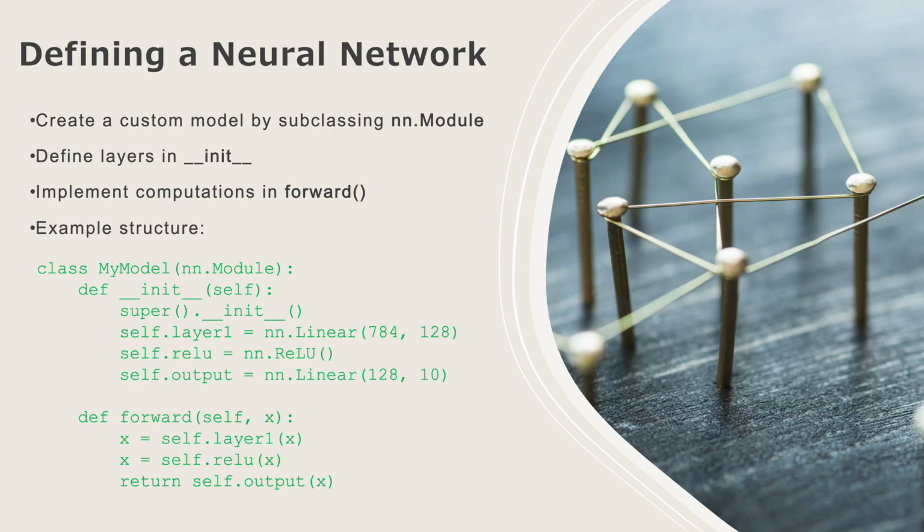Next, the forward method defines how data flows through those layers. When you pass input X to the model, it first goes through Layer 1, then the ReLU activation is applied, and finally it passes through the output layer to produce predictions. It's important to remember that you never call the forward method directly. Instead, you call the model like a function, for example, model(X), and PyTorch will automatically run the forward method for you. This pattern of defining layers in __init__ and computations in forward is the foundation of almost every PyTorch neural network you'll build.